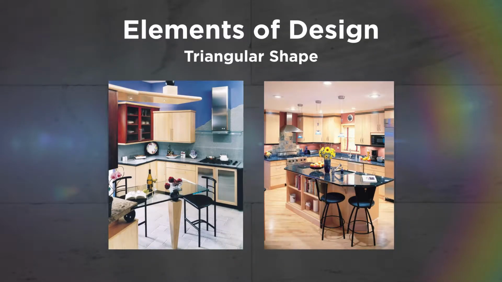The triangle is the most stable of the angle shapes when the base is at the bottom of the elevation or shape. A triangle is least stable when the narrowest part is at the bottom, as illustrated in the table leg in the kitchen to the left.